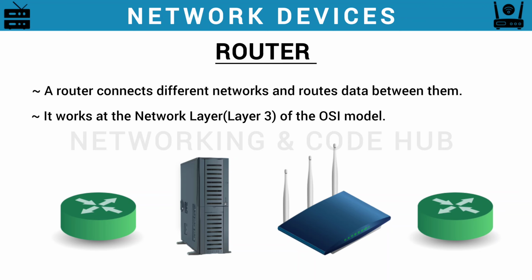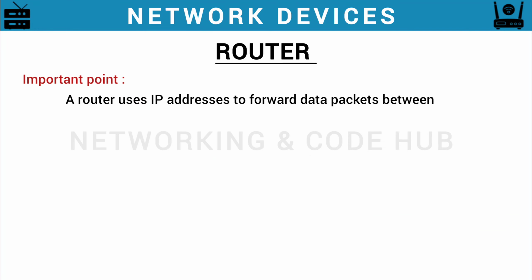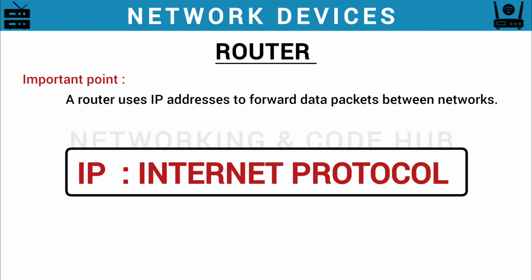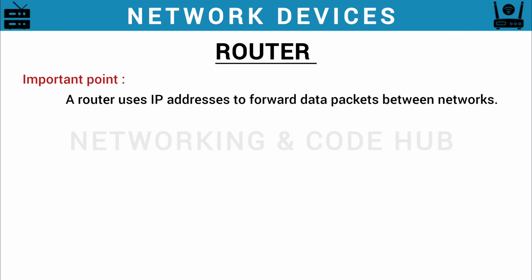Just remember that a router is responsible for sending data between different networks, not between different devices. Now, an important point is, a router uses IP addresses to forward data packets between networks. In future videos, I will explain about IP addresses and how to create and assign them. Now just understand how a router works.